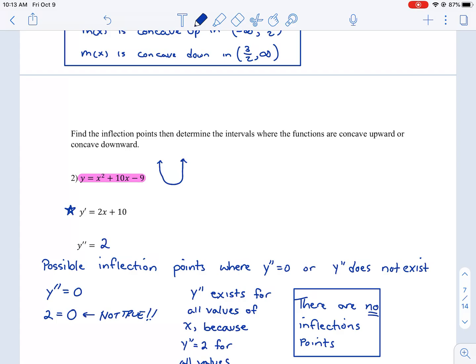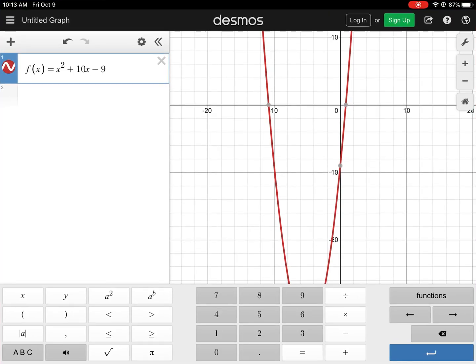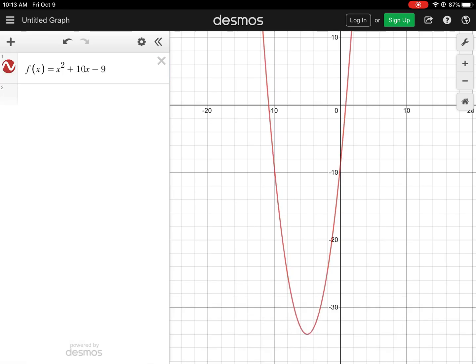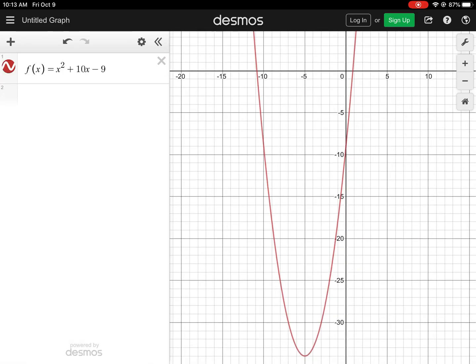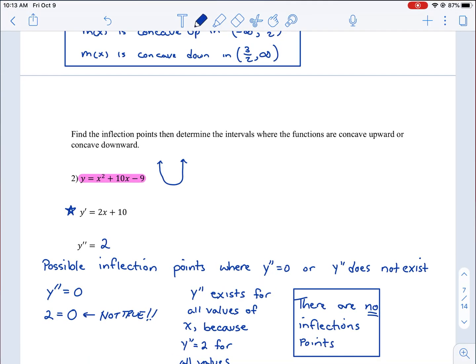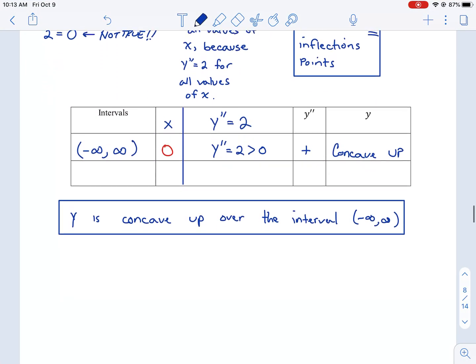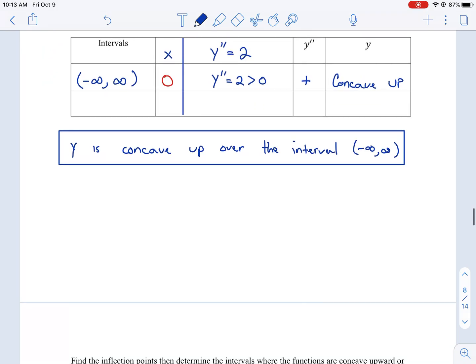And let's go into Desmos. I've already entered the function into Desmos, and notice that it is a parabola that opens up over its entire domain, hence the graph is concave up over the interval -infinity to infinity. And we are done.